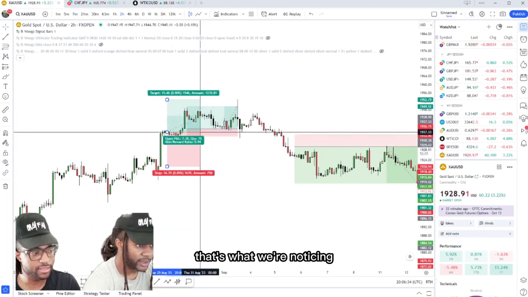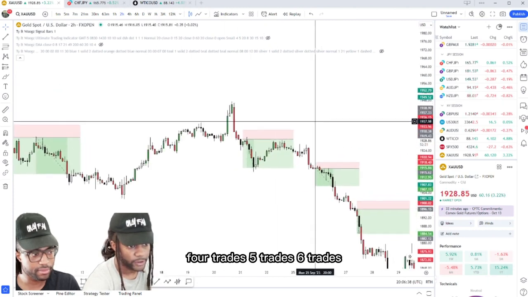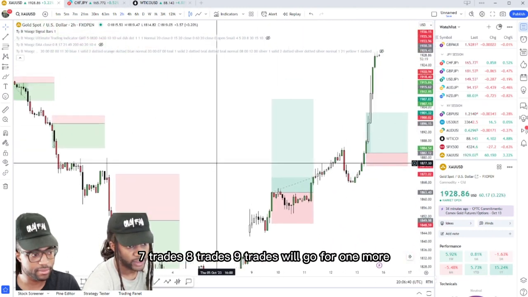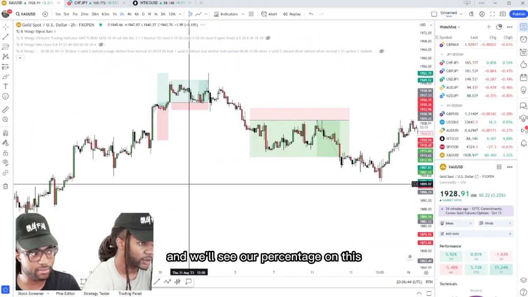That's what we're noticing. So we got 1 trade, 2 trades, 3 trades, 4 trades, 5 trades, 6 trades, 7 trades, 8 trades, 9 trades. We'll go for 1 more, and we'll see our percentage on this.